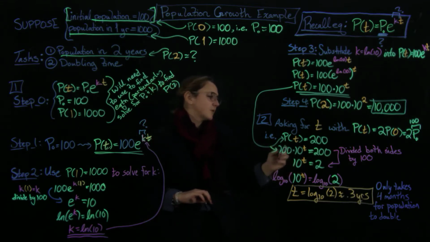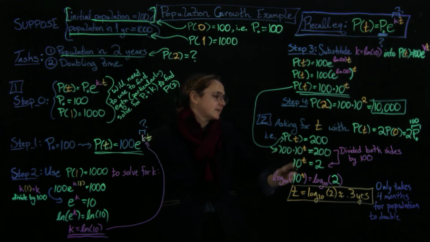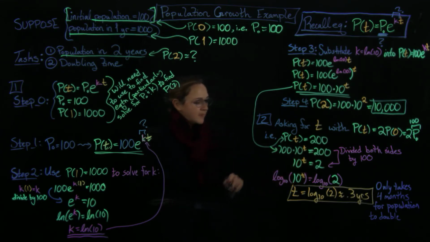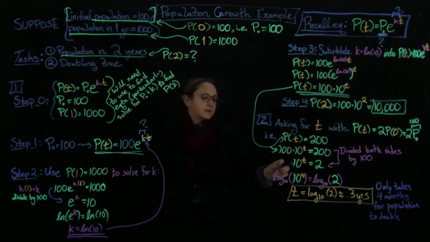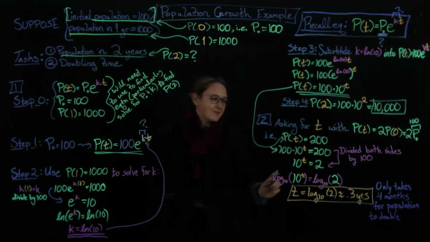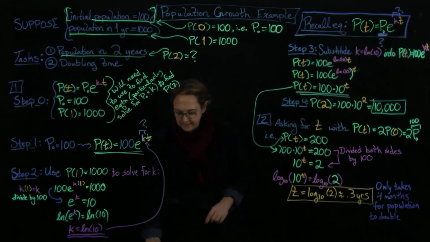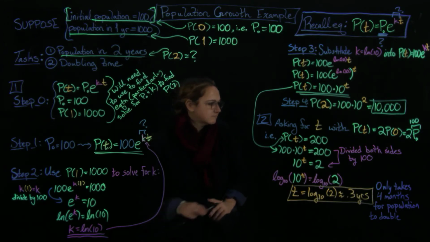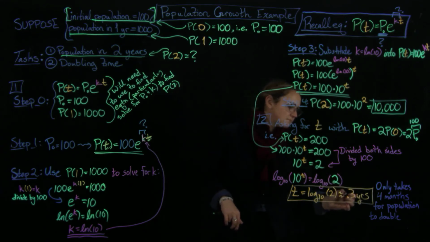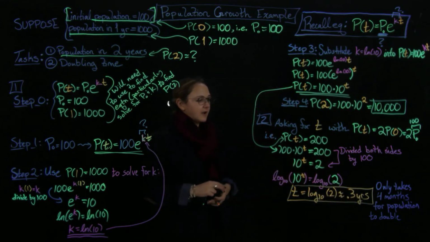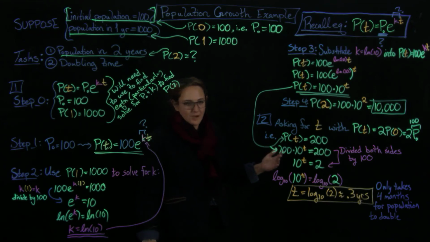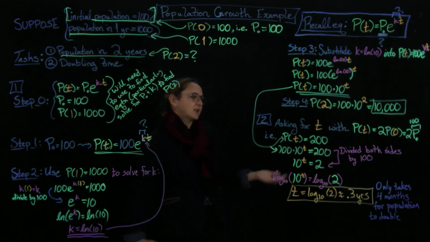We can divide both sides by 100 because we're trying to isolate t, so we get 10 to the t equals 2. And then now we need to use the log base 10 because we want to undo this, which means we need to take the inverse function of both sides. So we get that t is equal to this, which is approximately 0.3 years, or approximately 1/3 of a year, which is like 4 months, more or less, for the population to actually double.